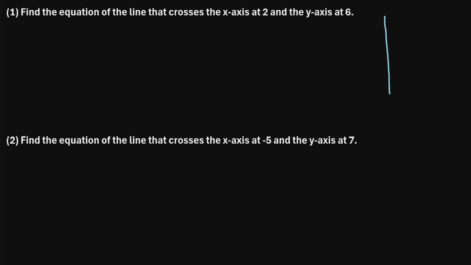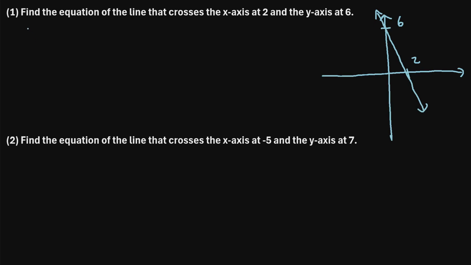So if we want, it could help to visualize this situation. We're saying that the line crosses the x-axis at 2, so let's say right here an x value of 2, and the y-axis at 6. So let's say that's up here somewhere, a value of 6. So we have this line, and we want to find the equation of the line.